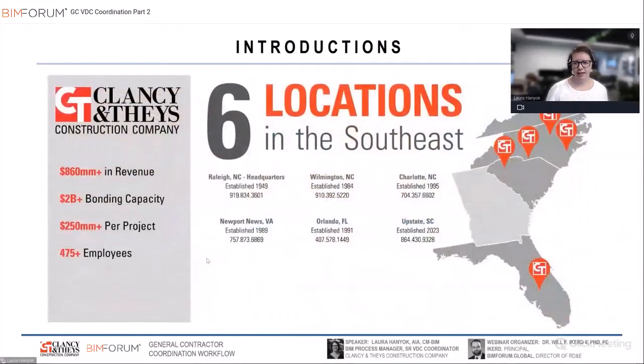So a little bit about Clancy and Theis. We are headquartered here in Raleigh, North Carolina, which is where I'm located. We have 6 locations across the Southeast: Newport News, Virginia; Wilmington, North Carolina; Charlotte, North Carolina; Orlando, Florida; and most recently upstate South Carolina. We're now over 475 employees, so it's really exciting to be part of a company that is growing here in the Southeast and is really interested and excited about how technology can help us.